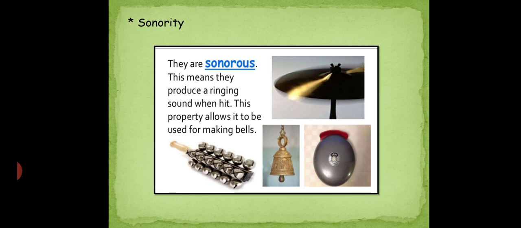So, the properties of a metal are malleability, that means it can be beaten into a sheet. Ductility, that means it can be made into wires. Electric conductivity, that means it can pass electricity. Thermal conductivity is that you can heat them. They have shine, or you can say luster. And all the metals are sonorous. That means they have the property of sonority.